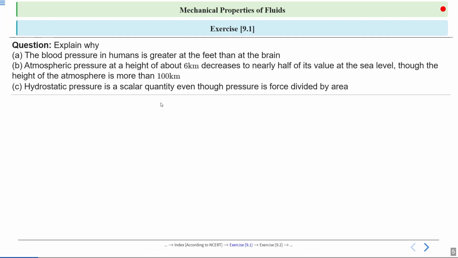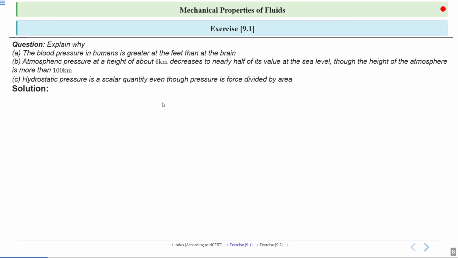9.1. Explain why. A. The blood pressure in humans is greater at the feet than at the brain. B. Atmospheric pressure at a height of about 6 km decreases to nearly half of its value at the sea level, though the height of the atmosphere is more than 100 km. And C. Hydrostatic pressure is a scalar quantity even though pressure is force divided by area. So we will see answer of each part one by one. So let's see the solution.